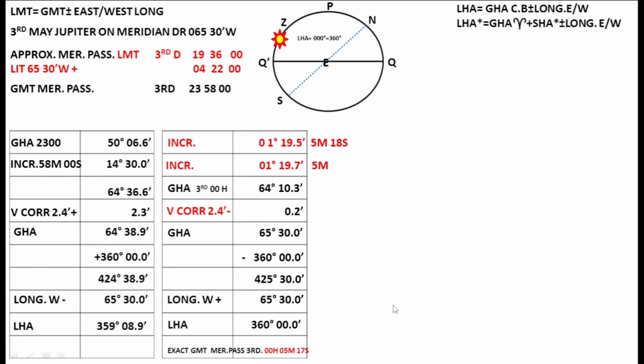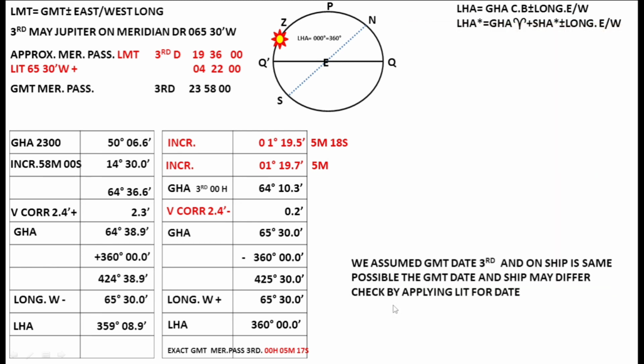Now, as I said, we assume that the date is the same. So I will check up the date if the date is correct. So I use my GMT, my longitude and time. I have not done the full calculation. You will have to do the full calculations here to show it. And I find that after applying my LIT, the LMT changes to second. Now the date on the ship has to be correct. That means the time what I have looked for the GMT is wrong. So I should be looking for 4th. Then only I'll get my LMT as 3rd.